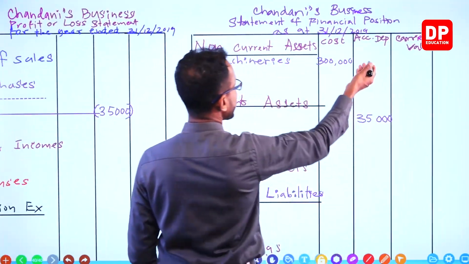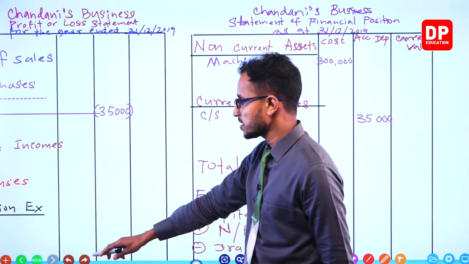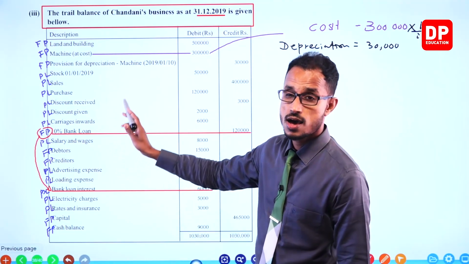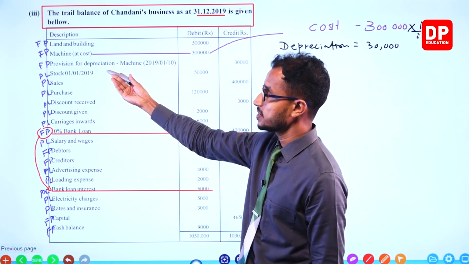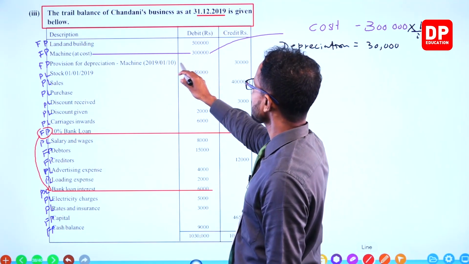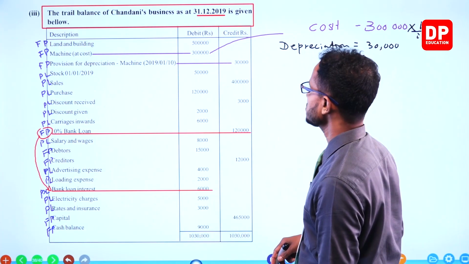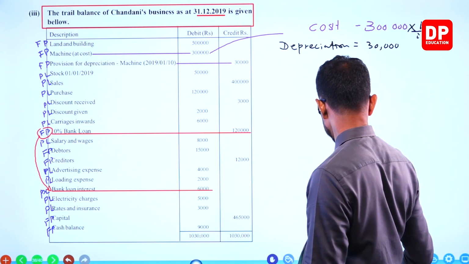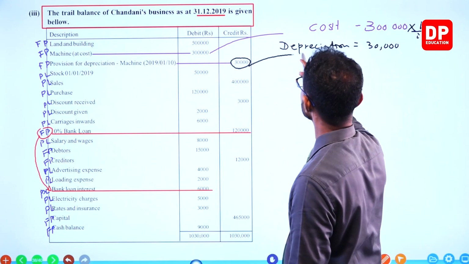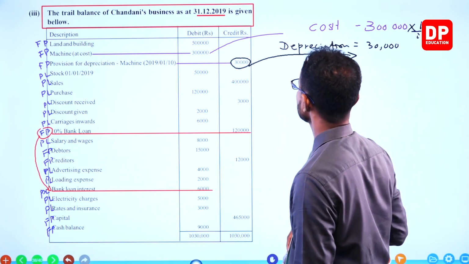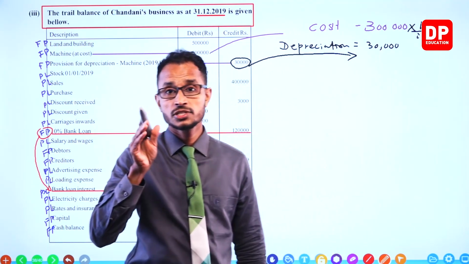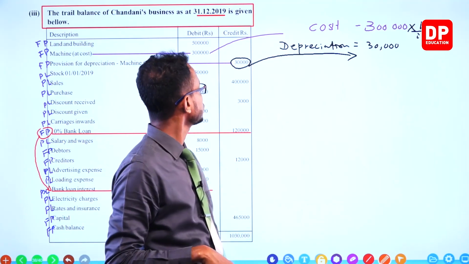there is a provision for depreciation, and it is here. See, in the trial balance, you have to check whether there is a provision, and there is a provision too. Provision is also 30,000. What you do is you take this 30,000, add it to the 30,000 that you calculated. It becomes 60,000.